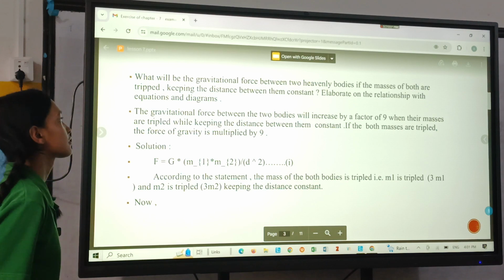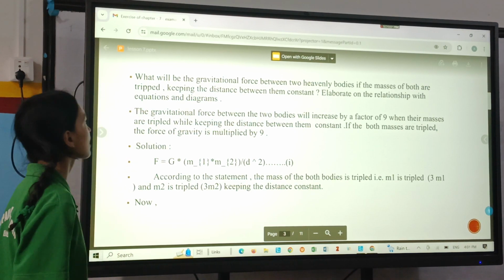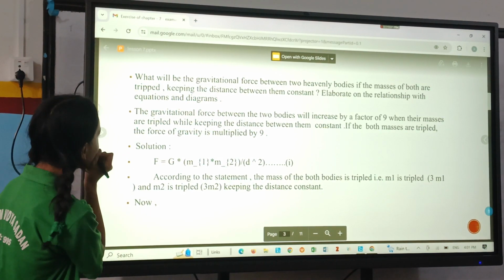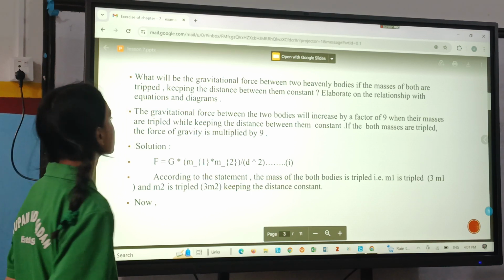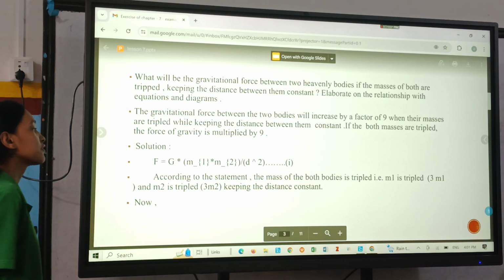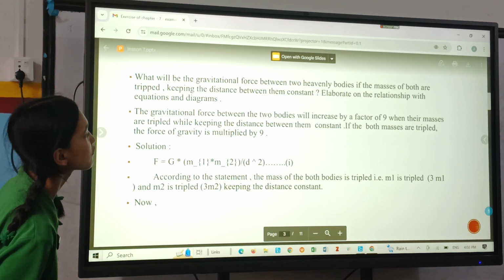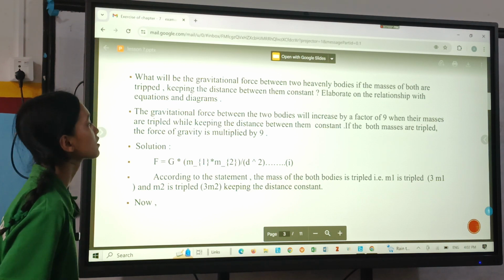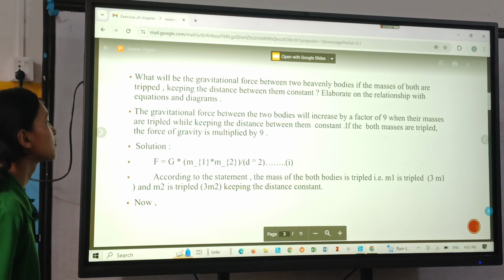What will be the gravitational force between two heavenly bodies if the mass of both are tripled, keeping the distance between them constant? Elaborate on the relationship with equation and diagram. The gravitational force between two bodies will increase by a factor of 9 when their masses are tripled while keeping the distance between them constant. If both masses are tripled, the force of gravity is multiplied by 9.